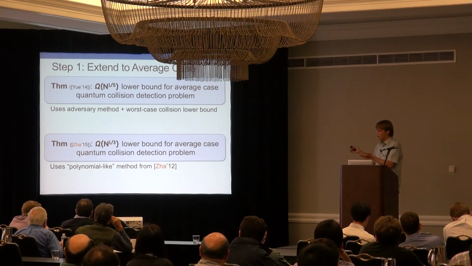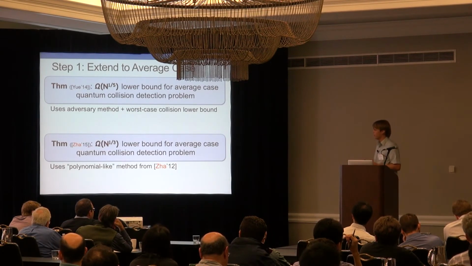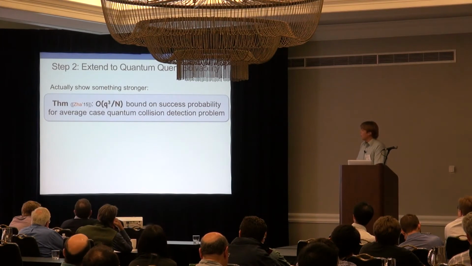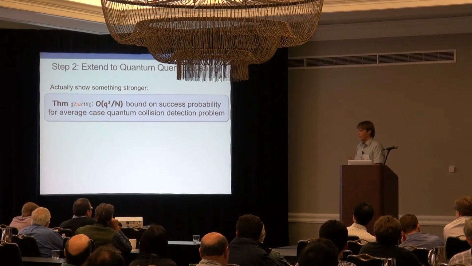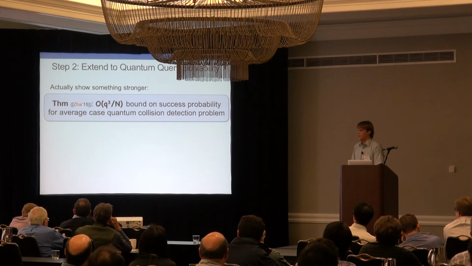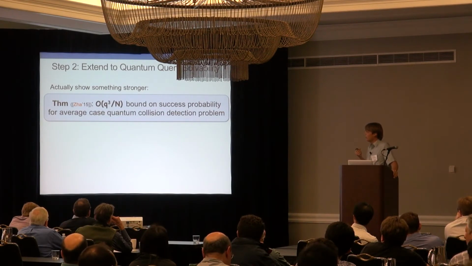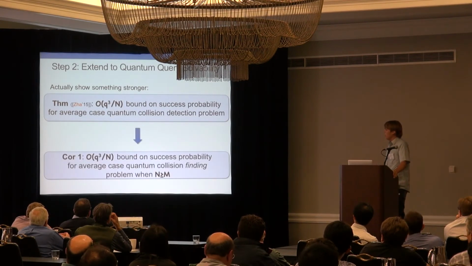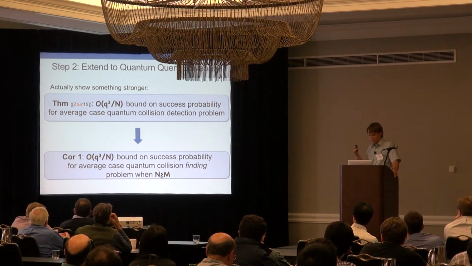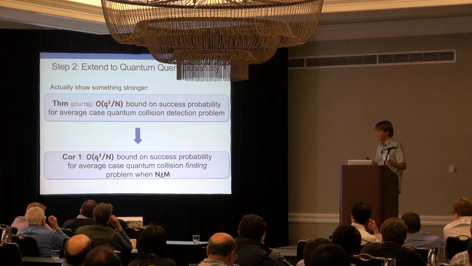So this automatically gives us a lower bound for the collision problem in the case where the function's not compressing. But again, we want the compressing case. So the actual route to get to the case where the function is compressing is to look at the quantum query solvability of this problem. In my work, I actually show something stronger: that the quantum query solvability of the detection problem is q cubed over n, as expected. And this gives us an immediate bound on the success probability for the average case collision finding problem, again, subject to the restriction that the functions aren't shrinking.